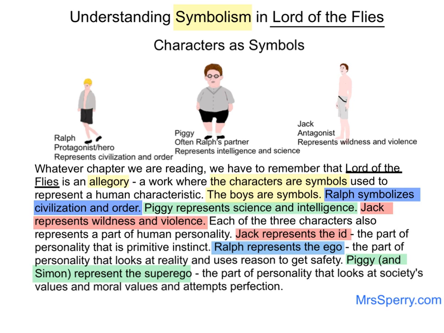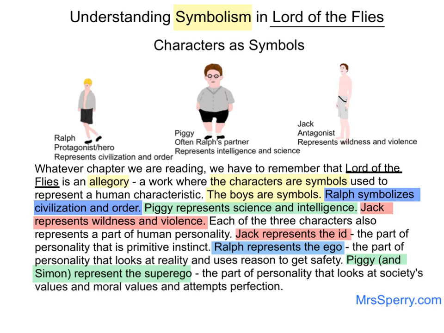Characters as symbols. Ralph is the protagonist or hero who represents civilization and order. Piggy is often Ralph's partner. He represents intelligence and science. Jack is the antagonist. He represents wildness and violence.